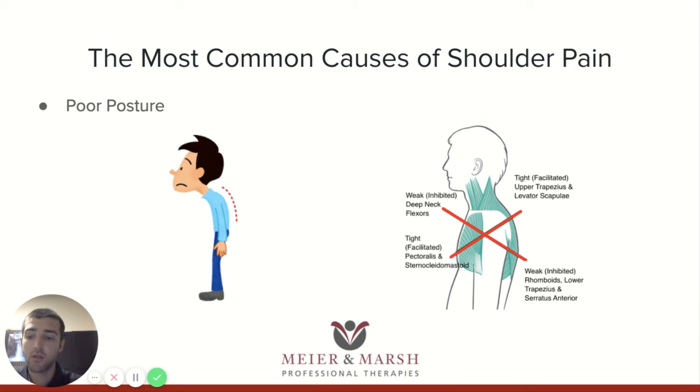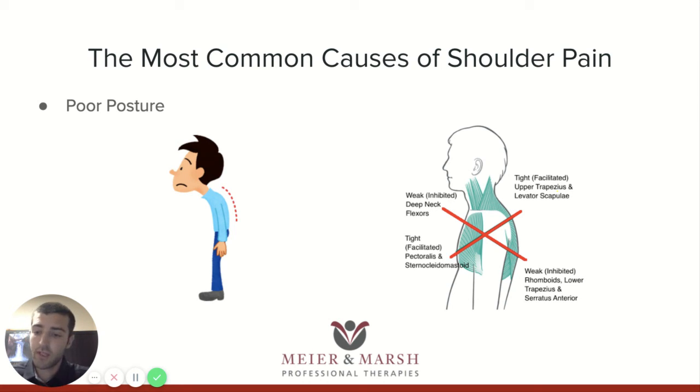Another big common cause of shoulder pain is poor posture. Another thing people don't realize, but posture really affects the shoulder joint. So if you're curved like this little guy here and your shoulders are hunched forward, it really affects the entire mechanics of the shoulder joint.